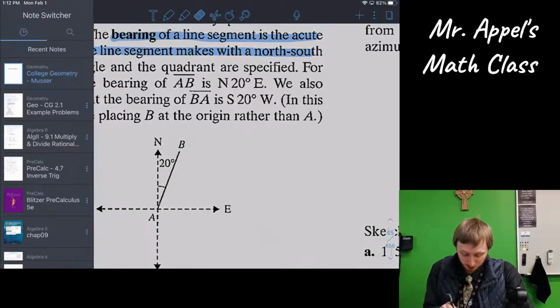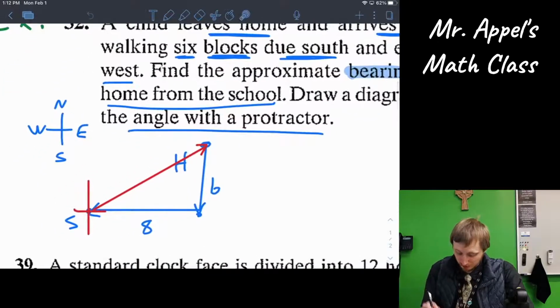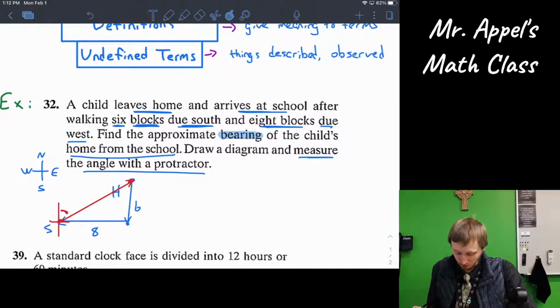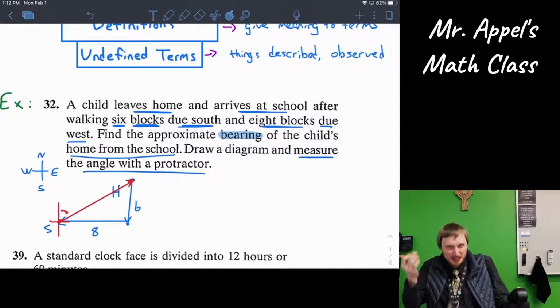Okay, so let's go back to our problem. Now that we know the bearing is from the school, I need this line segment. I shouldn't have put an arrow on there, I guess. The segment from here to there to the north-south line. So I can either have this side or this side. Only one of those is acute, so I'll go with the top one. I need to find that angle. Okay, that's not bad. How am I going to figure that out?